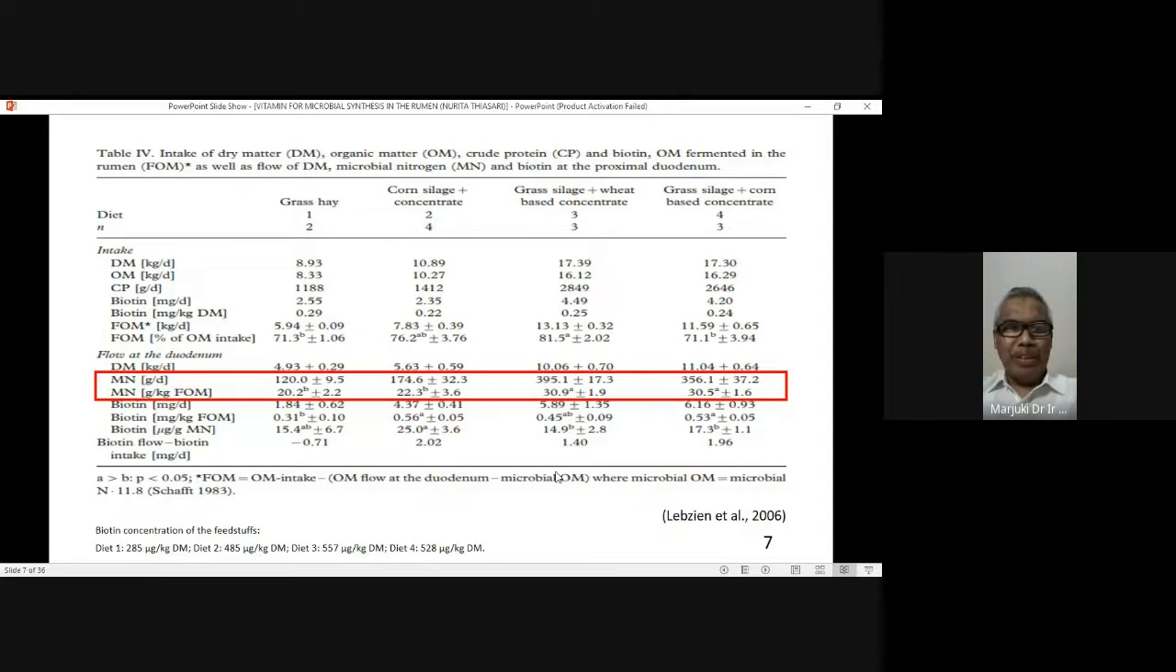Complex nutrients are required by rumen microbe for growing. Thank you, Professor.